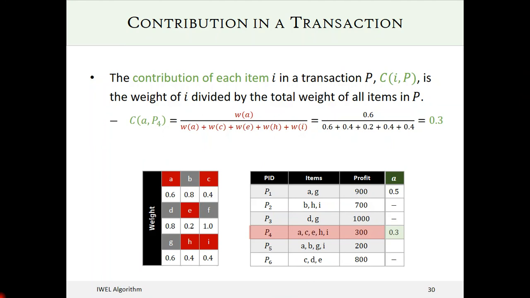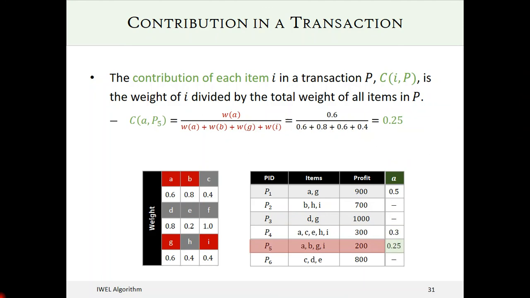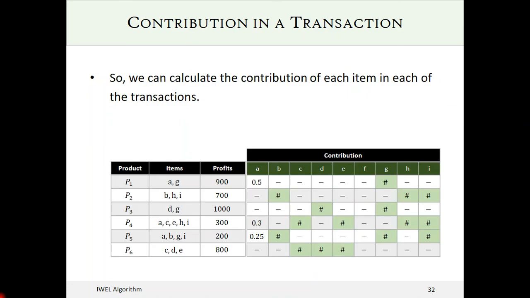As another example, the contribution of item A in product P4 is equal to the weight of A divided by the sum of the weights of all items in product P4, meaning items A, C, E, H, and I. As a result, the contribution of A in P4 is 0.3. Likewise, we can calculate the contribution of A in product P5. Note that the contribution of A is not defined in products P2, P3, and P6 because they do not include item A. So we can calculate the contribution of other items in each of the products including them. Here, the pound signs are representing some value for each entry.